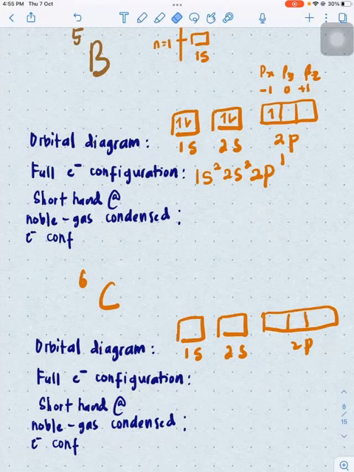Tapi jangan tak lukis tau. Sebab ini memang common mistakes done by the student. Sebab dia kata, okay, satu elektron je, tak payah lukislah yang lain. Tak, you kena lukis semua. Ketiga-tiganya. Walaupun 2 lagi kosong. Okay. Alright. Boleh?